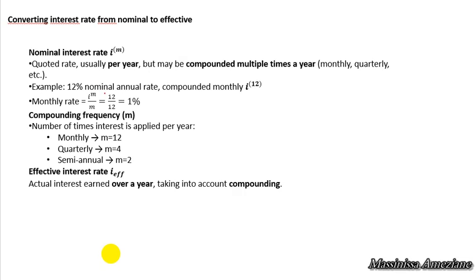This is an example. We have 12%. If I tell you the nominal interest rate compounded monthly is 12%, it is like you say interest compounded monthly equals 12%. Now, the monthly interest rate is simply this nominal annual interest rate divided by the number of months in 1 year, which is 12. So it is 12 divided by 12 and we get 1%.